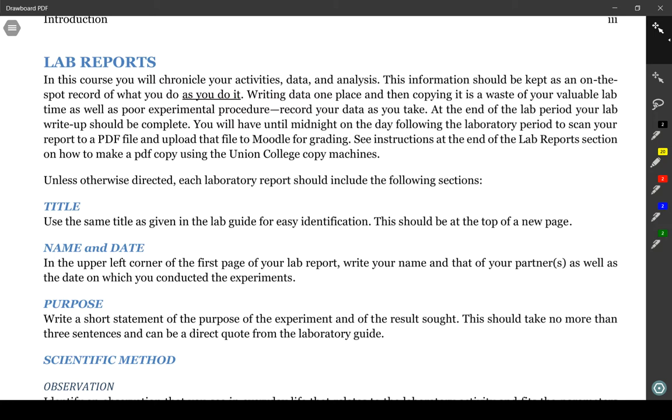And I expect this first week I'm going to have some people coming and asking me for help. Make sure you get it right. So there's no special lab notebook you need. You're just going to turn in a PDF document.